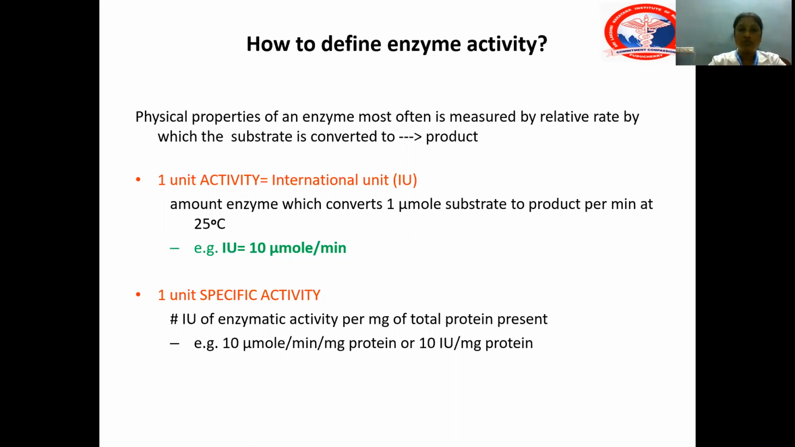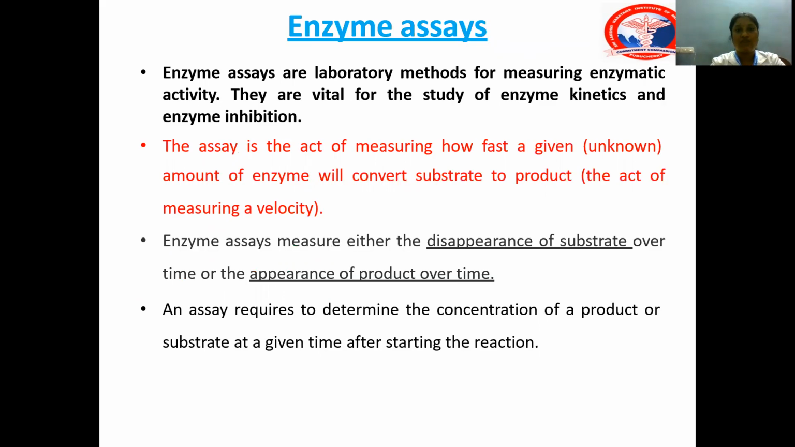So what is one international unit? It is the amount of enzyme which will convert 1 micromole of substrate to product per minute at 25 degrees Celsius. And if you have to determine the specific activity, it is international units of enzyme activity per milligram of total protein present. So that is the specific activity of an enzyme.